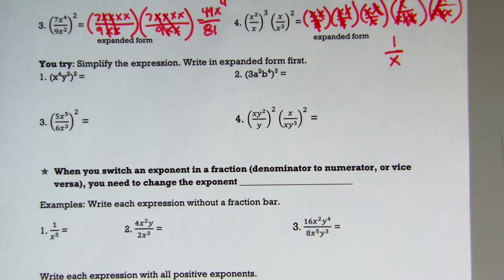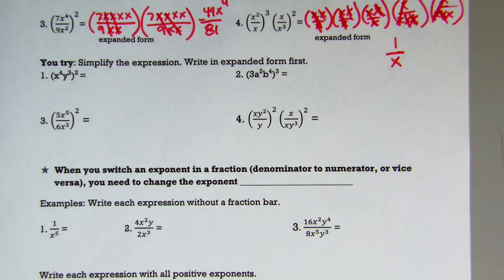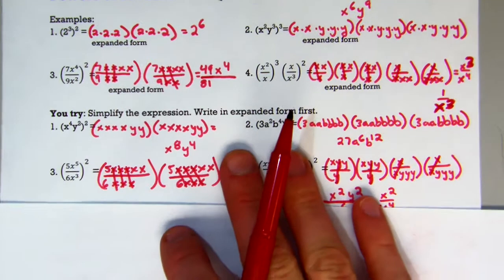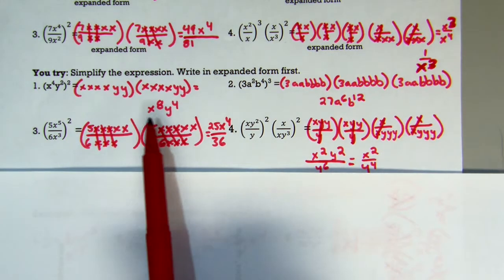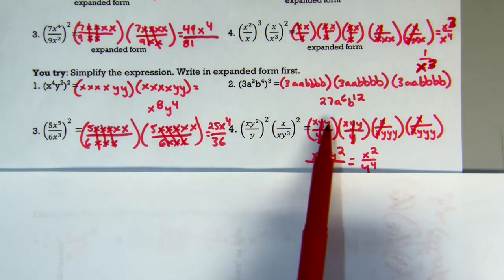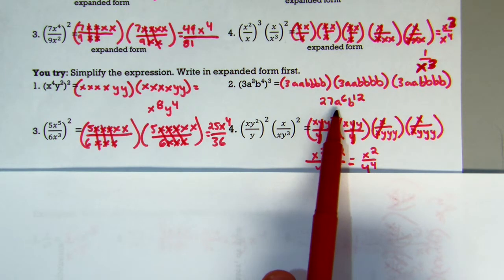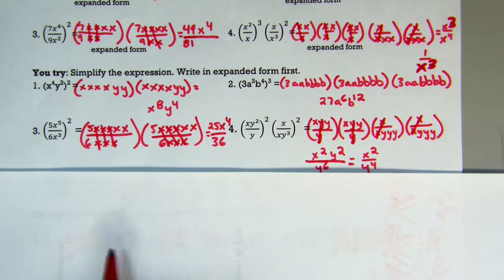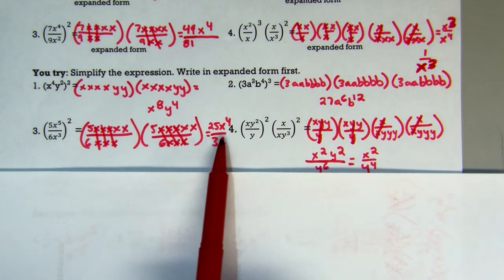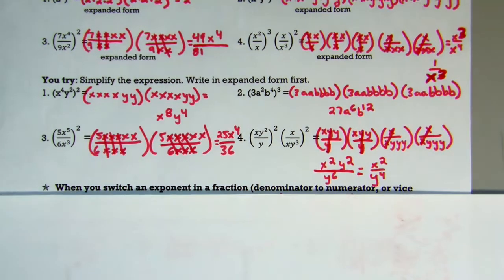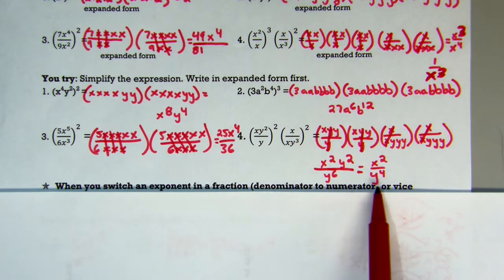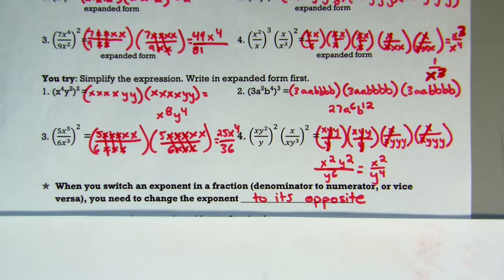Alright. Now, you have 4 problems I want you to go ahead and try out on your own. See what you get. For 1, you should have gotten x to the 8th power. For 2, we should have gotten 27 times a to the 6th power. Number 3, we should have gotten 25x to the 6th power. And then number 4, we should have gotten x squared over y to the 4th power.